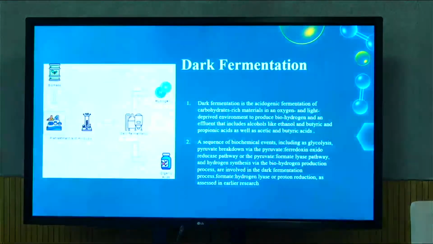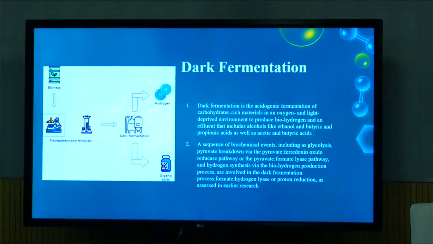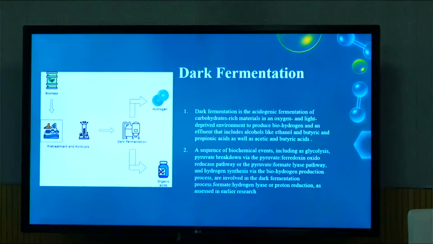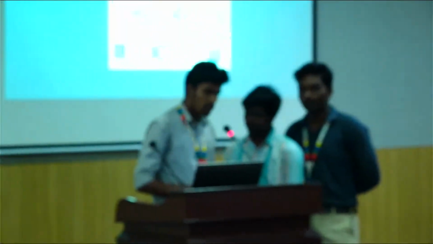First one is dark fermentation. In the dark fermentation, we will use some bacteria to convert feedstocks, that means biomass, to produce hydrogen and organic acids. And photo fermentation is the same process as dark fermentation, but it has some extra sunlight for the production of biohydrogen. We used the three types of feedstock for the production of biohydrogen, and we have compared. And the last one is microbial electrolysis, an electrolysis based process which uses the biomass as a fuel, and we produce high biohydrogen. The biohydrogen will be stored in the cathode.